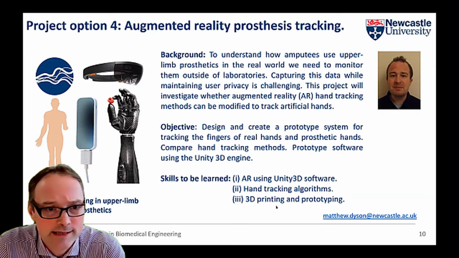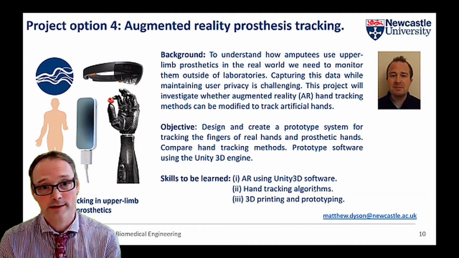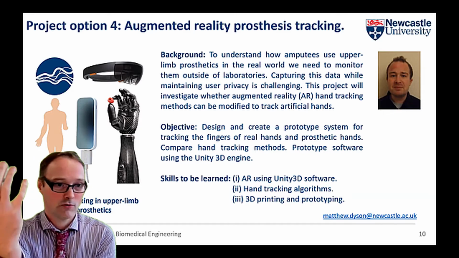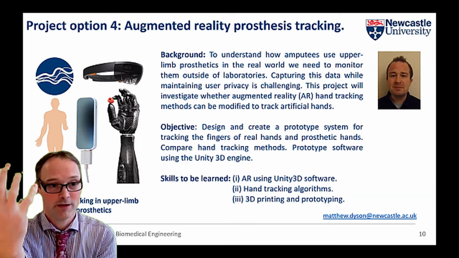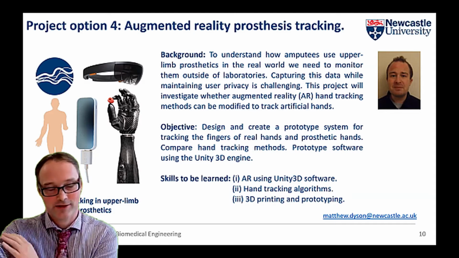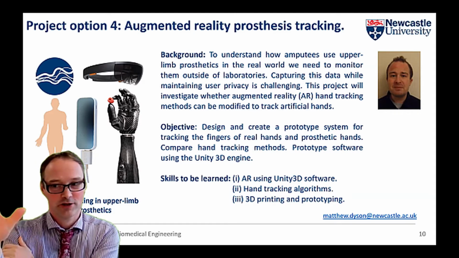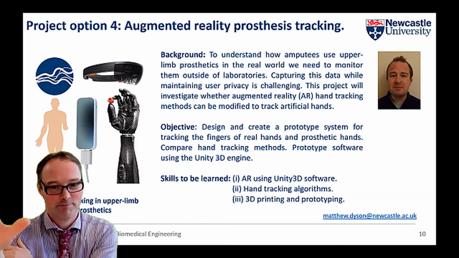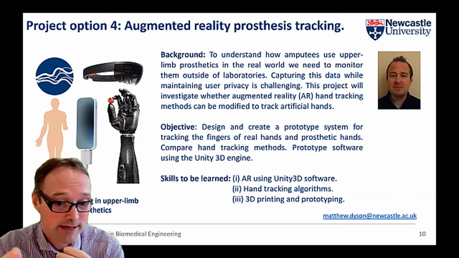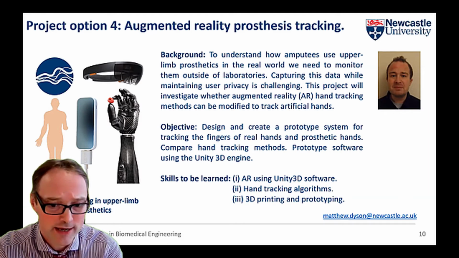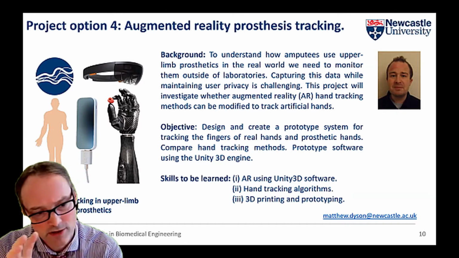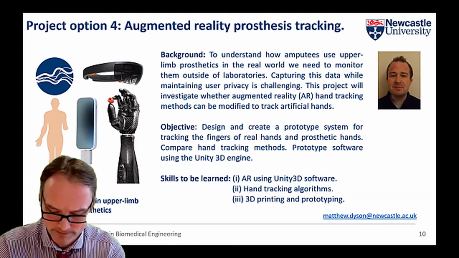So Matt has a project looking at augmented reality prosthesis tracking, so that you can control the limb by your head movements or eye movements, such that it's not just sensing your upper muscles, but you can go, "Arm, pick that cup up," and the arm can pick the cup up. So this is using augmented reality and hand tracking algorithms. There's an element of 3D printing and prototyping to modify these limbs as well.